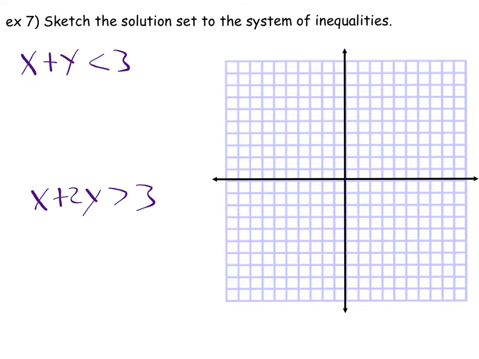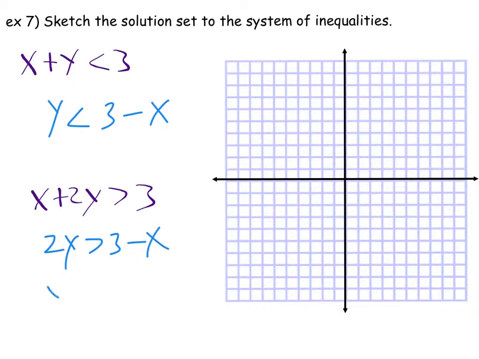Here's another one that has a result that we haven't seen. Not as weird as the last one, but that looks like the same inequality as the first one we did on the last one. The second one is not. This has got a couple of steps to get this ready. 2y is greater than 3 minus x, and then I got to divide by 2. And there's my second one.